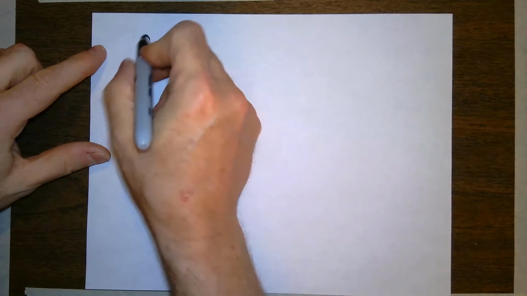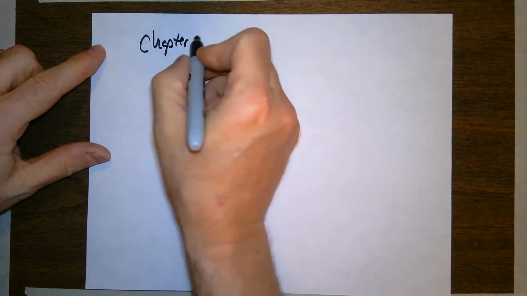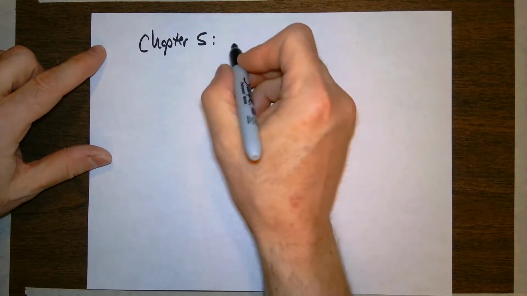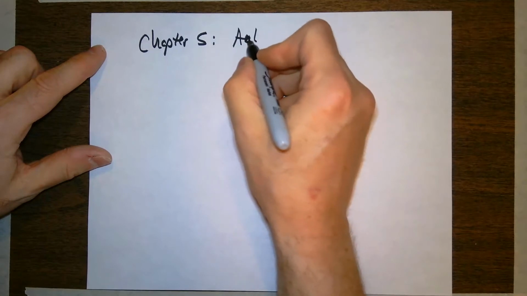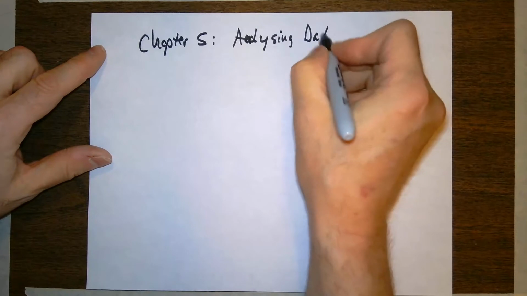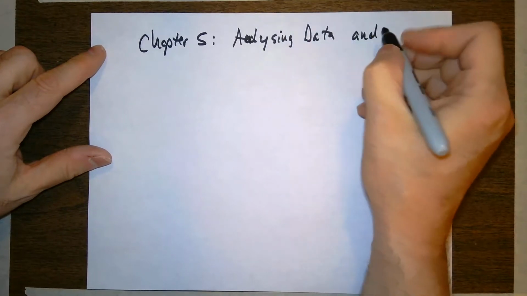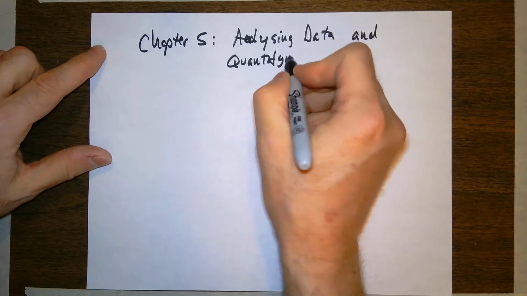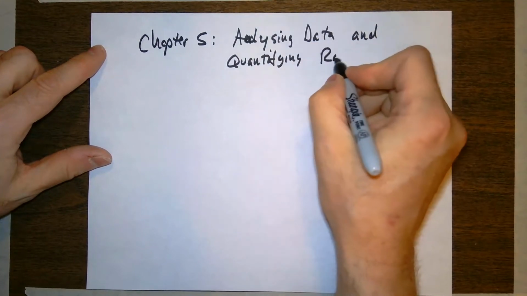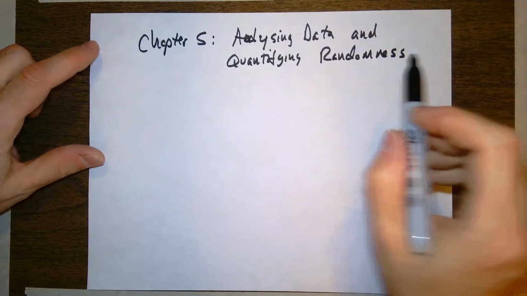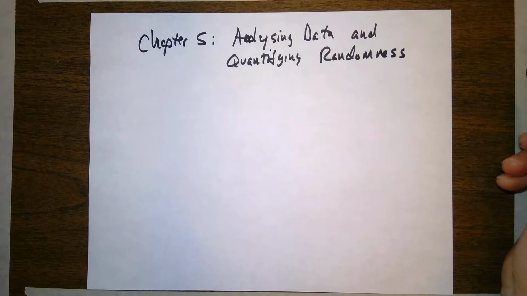So, Chapter 5. Chapter 5 is all about analyzing data and quantifying randomness.